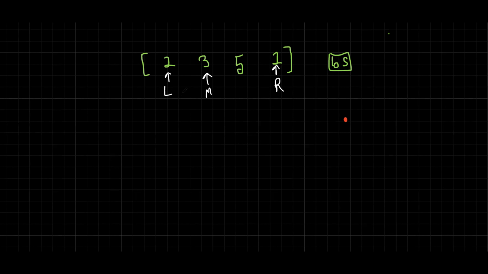Suppose our left is pointing at 2, right is pointing at 1, and medium is 3. So here we can see that the next element 5 is greater than 3. So we have to look in this portion. So we have to shift the left pointer here.